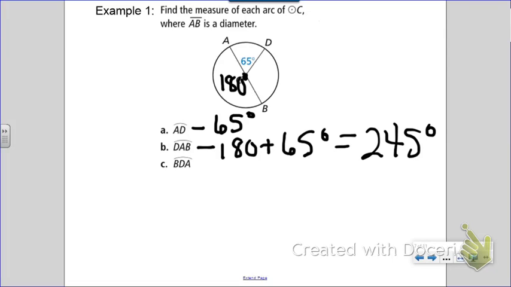Arc BDA is going to be a half a circle, so that's 180 degrees. The piece that was left, if we know we didn't need to use it, was 115 degrees.